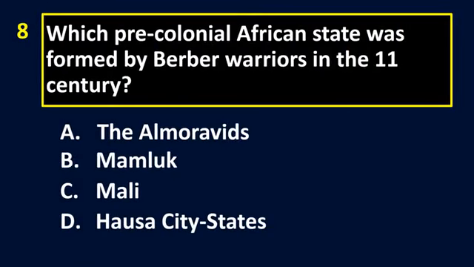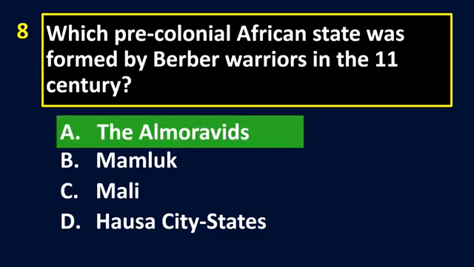8. Which pre-colonial African state was formed by Berber warriors in the 11th century? A. The Almoravids. B. Mamluk. C. Mali. D. Hausa city-states. The answer is A. The Almoravids.